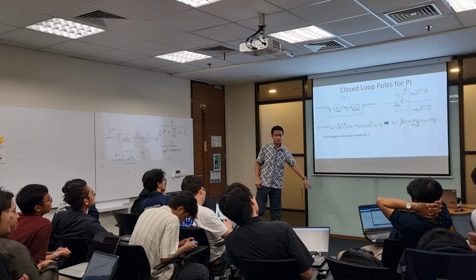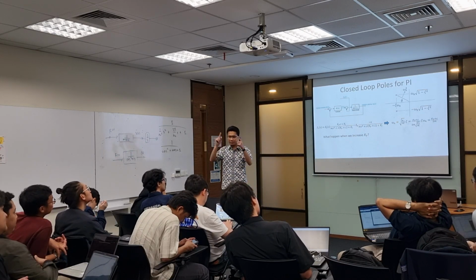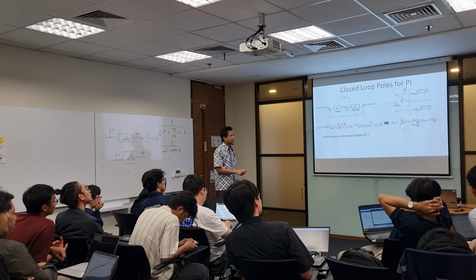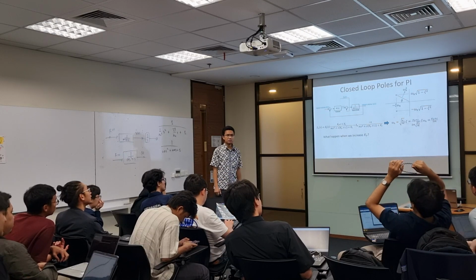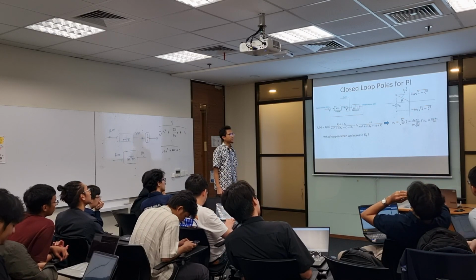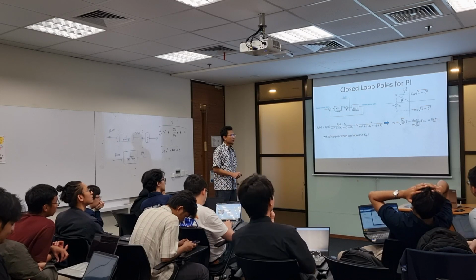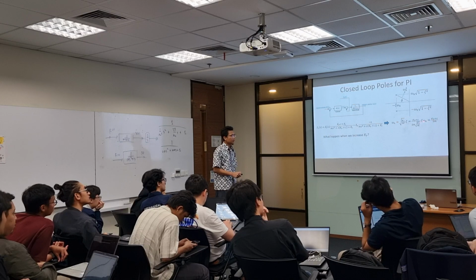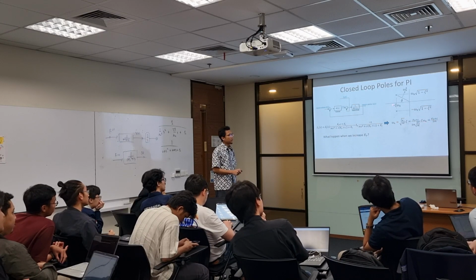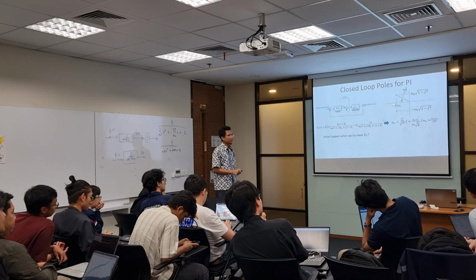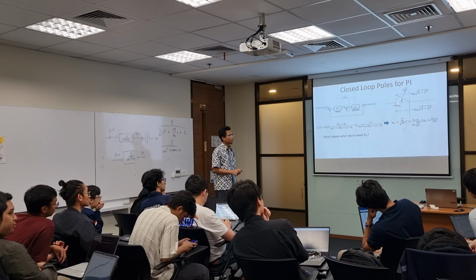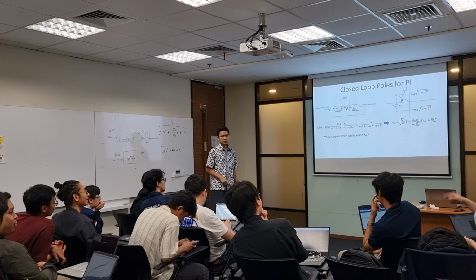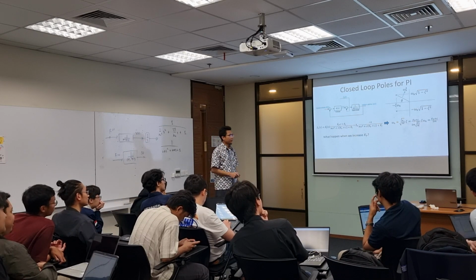So my question here: what happens if we increase Kp? If we increase Kp, what happens with the closed loop poles? Zeta increases, and then zeta omega n increases. So you mean we can move this one more to the left? Yeah, more to the left.